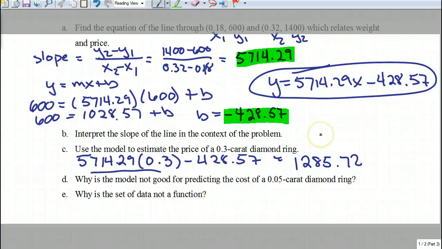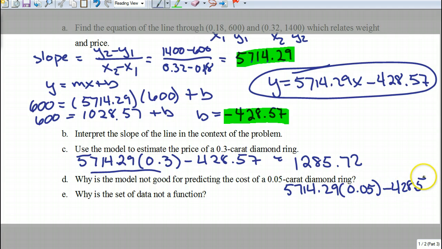Why is the model not good for predicting the cost of a 0.05 carat diamond ring? Well, if you put 0.05 into the model, it would be 5,714.29 times 0.05 minus 428.57. You're going to have a negative number. It's a negative $142.86. So we can't have a negative value for the diamond, so it is not good for predicting that.